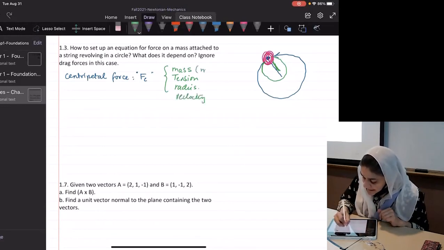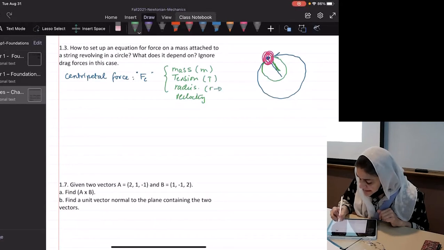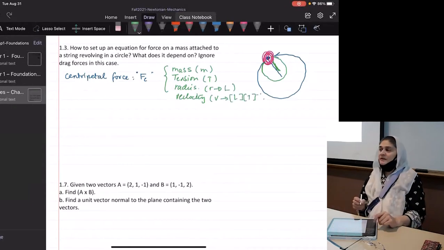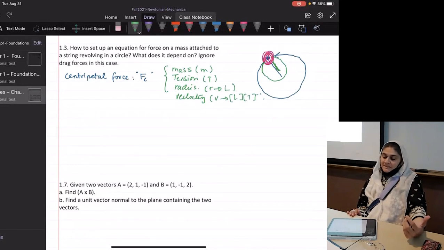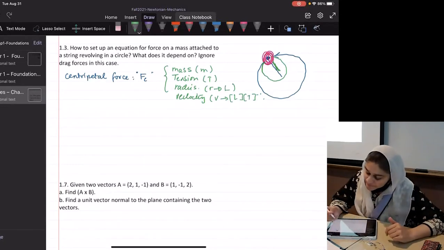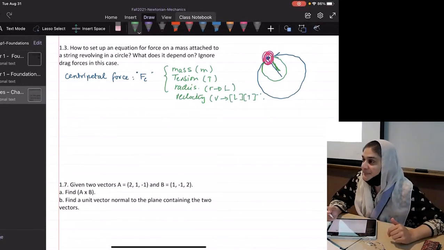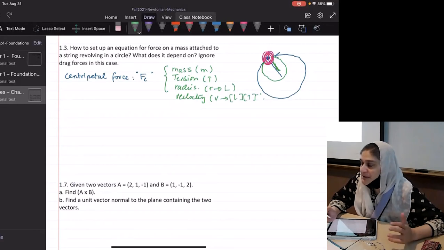I'm going to call this mass M, radius r, but in dimensional analysis, this becomes L, and velocity v becomes L T to the minus 1. What's wrong with this picture? Can tension be in dimensional analysis? Tension. Can tension be in dimensional analysis? Why not?